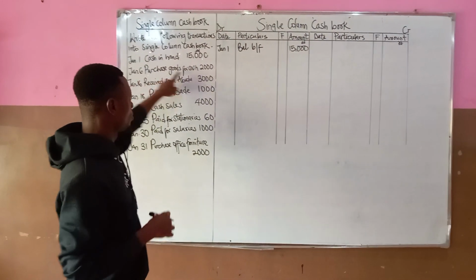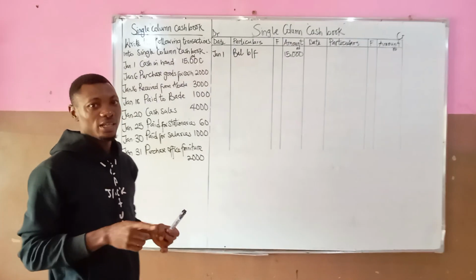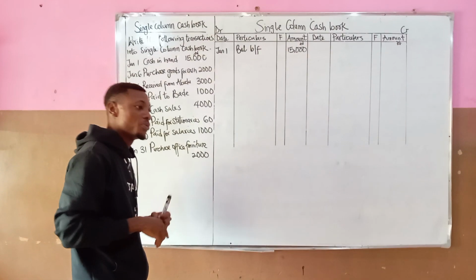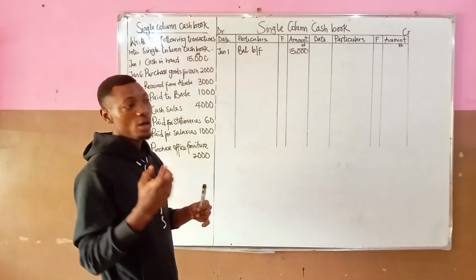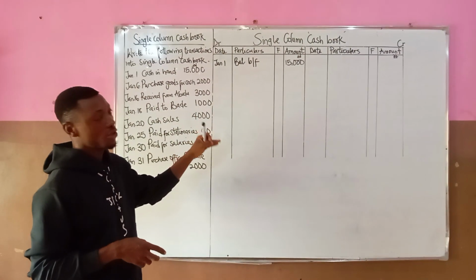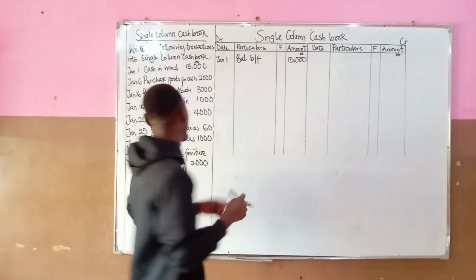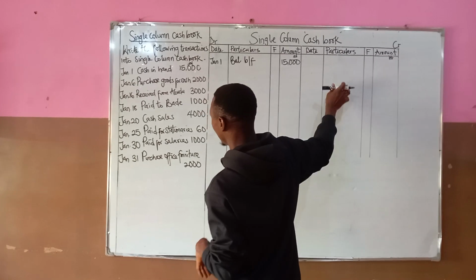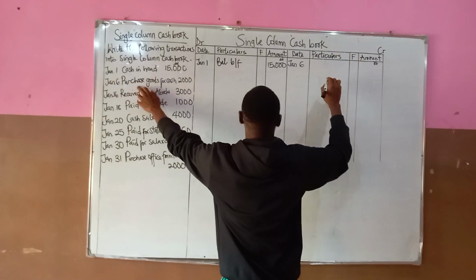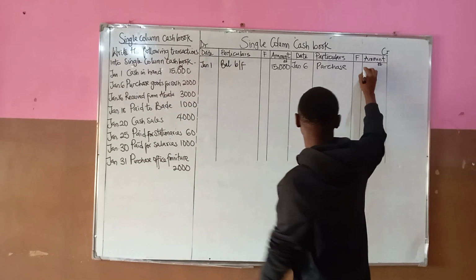January 6, purchase goods for cash. Now, when you purchase goods, it is an expense because the goods are still in your possession. You've not converted it to profit. Remember, under production, we say production is not complete until goods produced get to the hands of the final consumer. As long as the goods are in your possession, you've not made profit. You've lost money and you have goods that have not been converted to income. So it will go under the credit side. I have my date, January 6th, and our particular is purchase. Amount is 2,000.